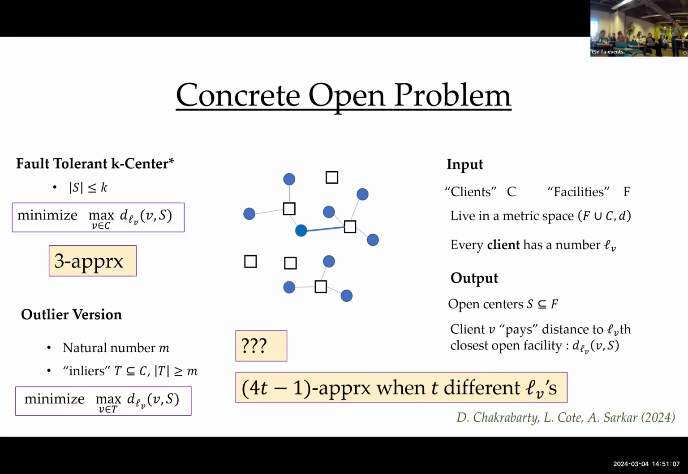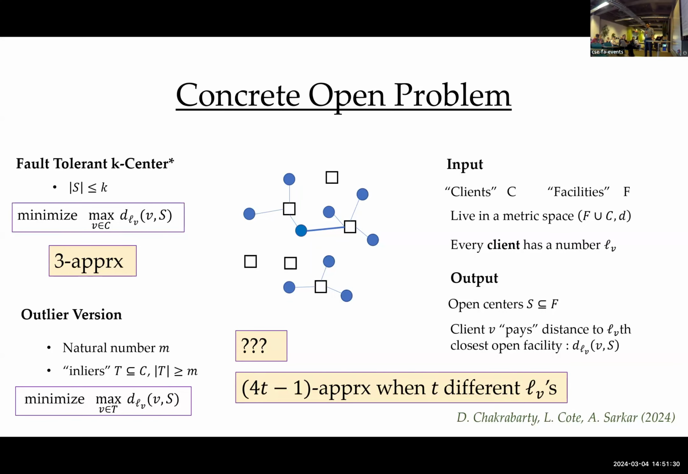But t can be as big as k, so we really don't get a great approximation. To get this 4t minus 1, we have to throw in the same hammer, the same method: you have an algorithm, and if it fails, then I have a separating hyperplane. So it's the same setting. We don't know what the answer is for this.